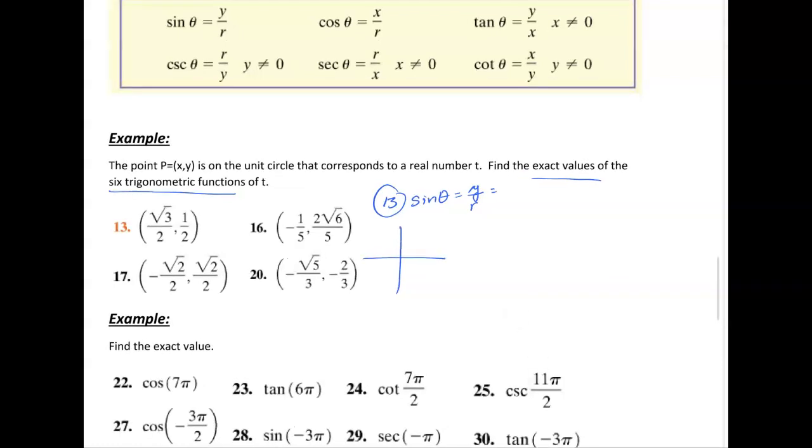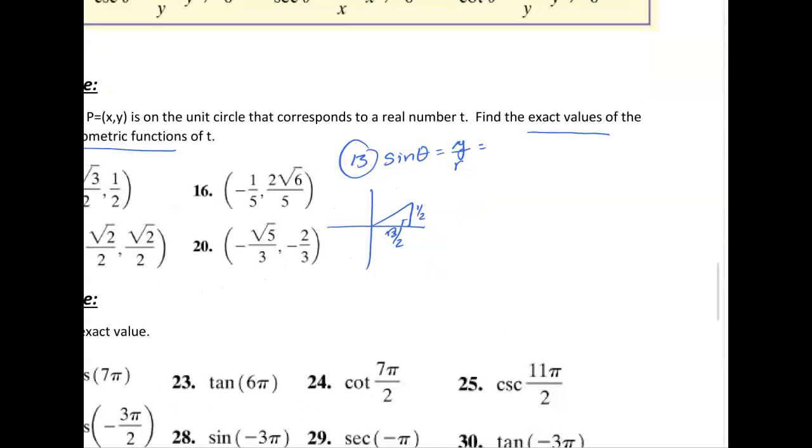So we're going to look at square root of 3 over 2, 1/2. Square root of 3 over 2 and then 1/2. Here's our triangle. Okay, notice that x and y are both positive. That's why I put this in the first quadrant. I've got to figure out what the radius is. So to find the radius, we're going to use that Pythagorean theorem, right? x squared plus y squared is equal to r squared.